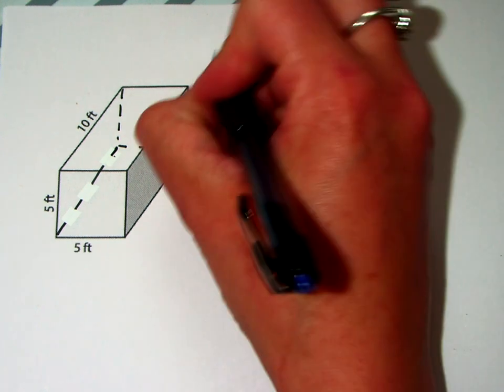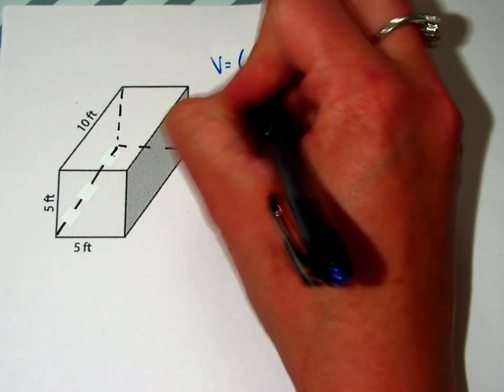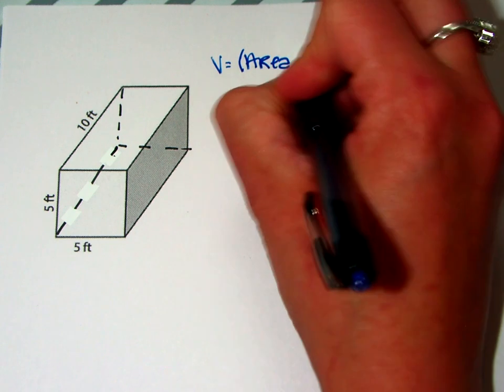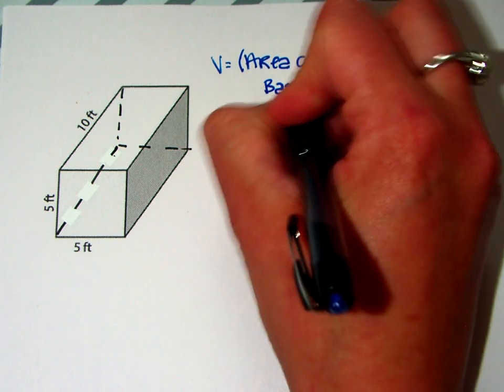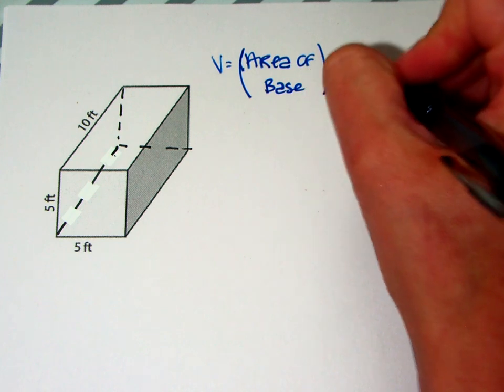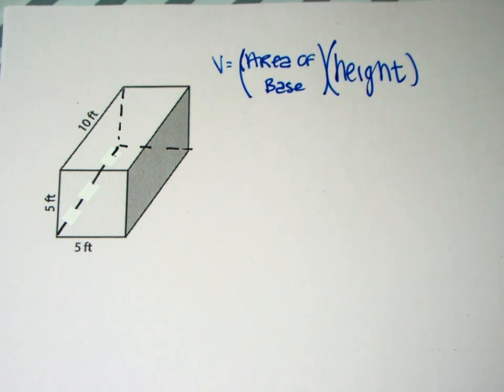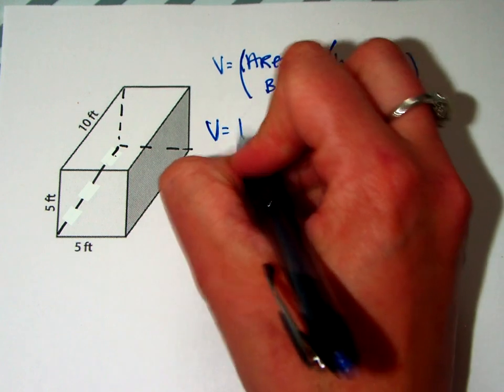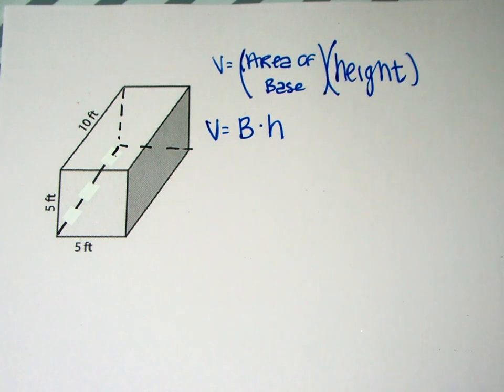And that formula for volume is area of the base times height. Area of the base times height. We abbreviate this as volume equals capital B times H.